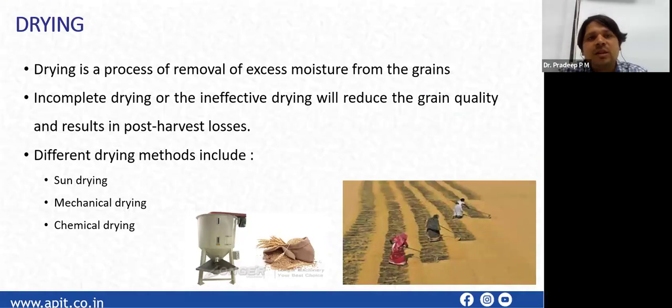Drying is a critical step where the excess moisture in the grain is removed. Usually in the rural areas, they go for sun drying. Sun drying has its own advantages, but mostly it has disadvantages. It will take a lot of time, and second, there may be chances of development of cracks within the grain due to the harsh conditions. So usually we recommend mechanical drying rather than sun drying methods.